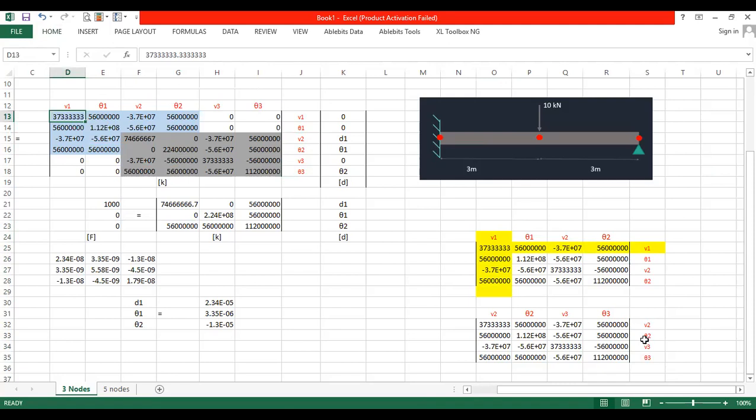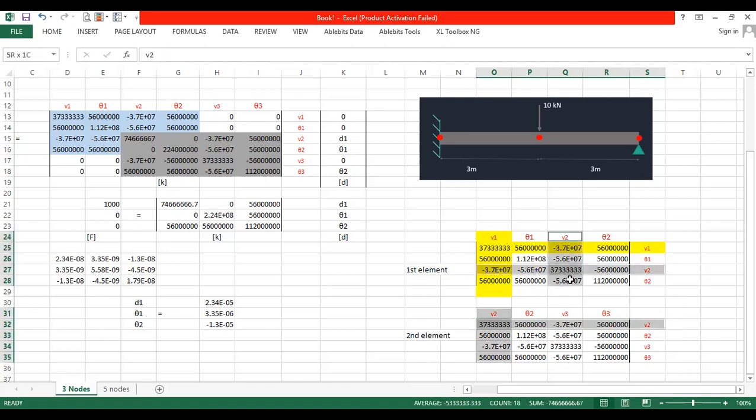Likewise, v1 is not in the second element, so this is the first element's stiffness matrix. Okay, this is how you assemble it. I'm summarizing it again. For instance, if you take V2 and V2, there is a V2 and V2 in the first element, and also a V2 and V2 in the second element, right?